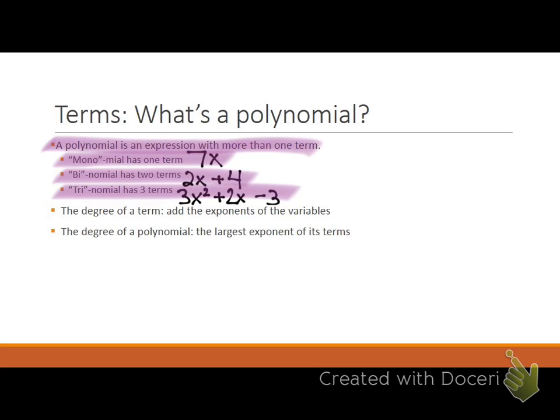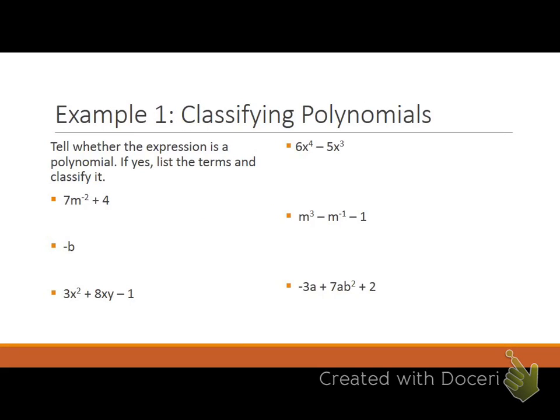So you've got to understand what a polynomial is. You're going to hear that term a lot this chapter. Polynomials, binomials. What are we talking about? How many terms are in the expression? In example 1, we're going to classify the polynomials. Basically, is it a polynomial, yes or no? And there's two rules that we'll talk about in a second. And then, if it is, what kind?